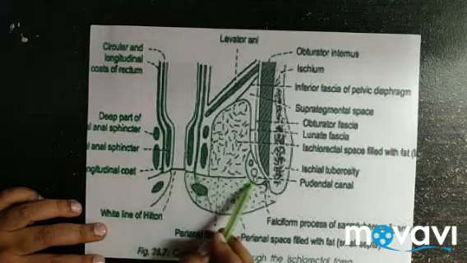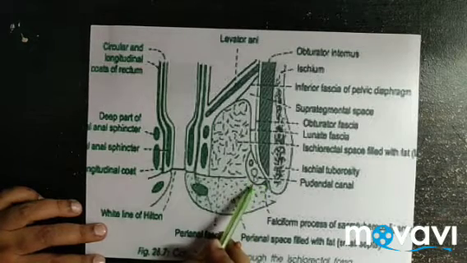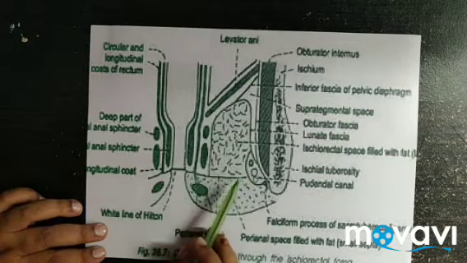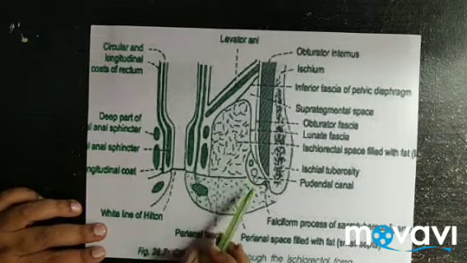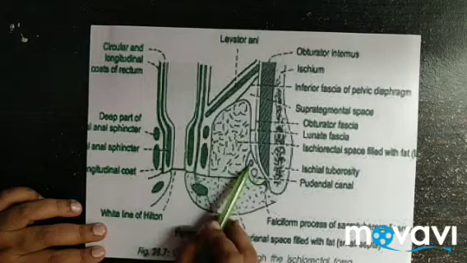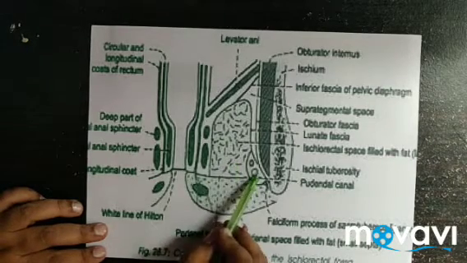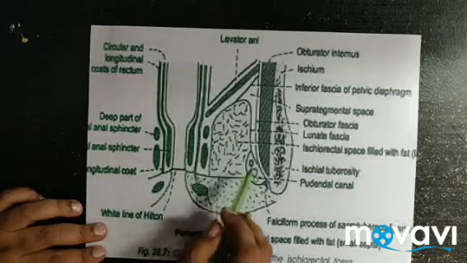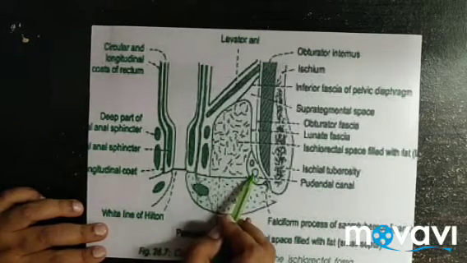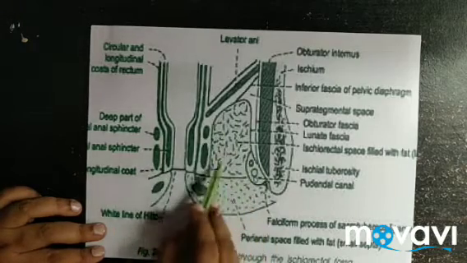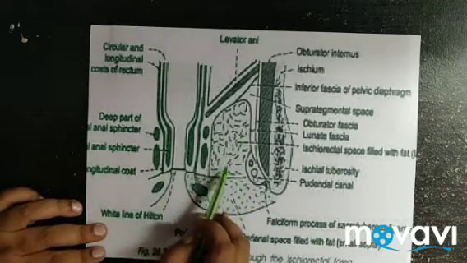So what are the contents of this pudendal canal? The pudendal canal contains the pudendal nerve, internal pudendal vessels, and nerve to the obturator internus. The pudendal nerve and its branches, posterior scrotal nerve, and the internal pudendal artery and its branches will be coming out and forming the contents of the ischiorectal fossa.